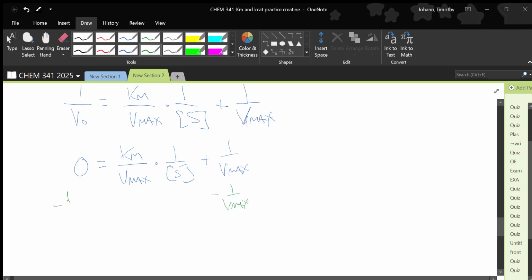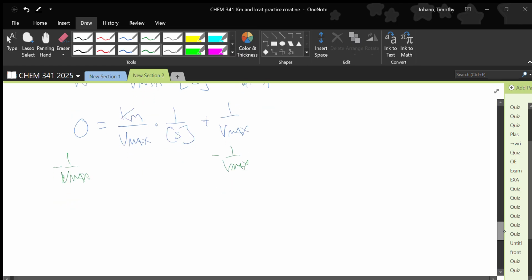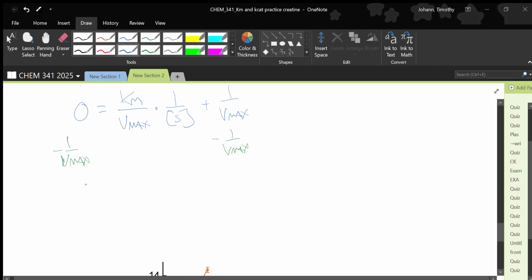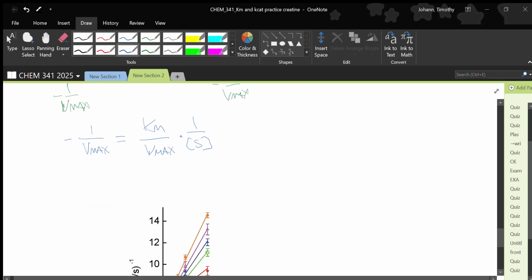So if I rewrite this, I end up with negative 1 over Vmax is equal to Km over Vmax times 1 over substrate concentration. Okay? All right, I'm still trying to solve for Km. What can I do here? I'm feeling pretty happy because it looks pretty good.